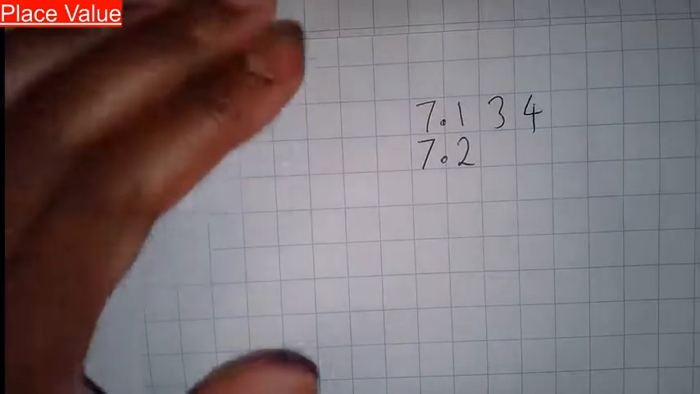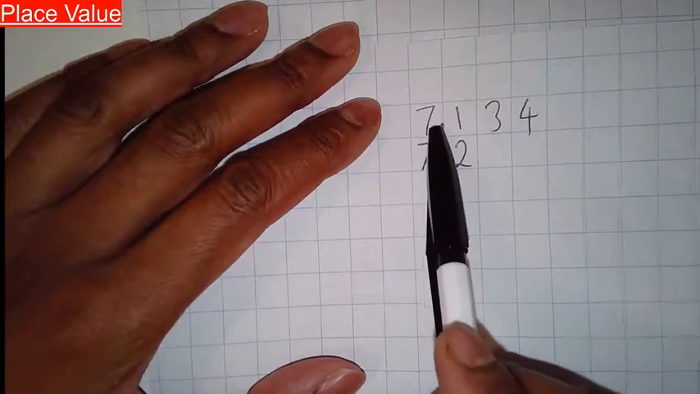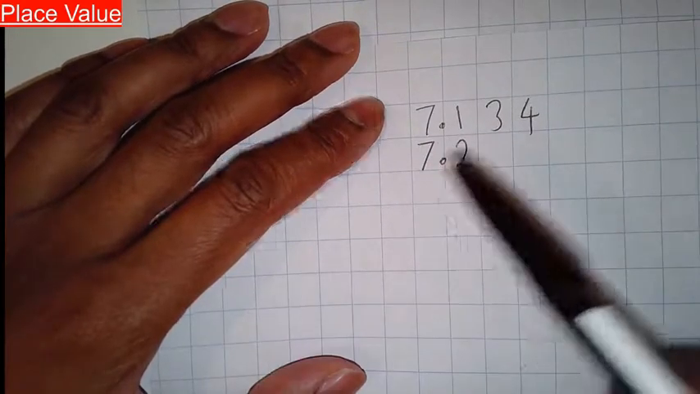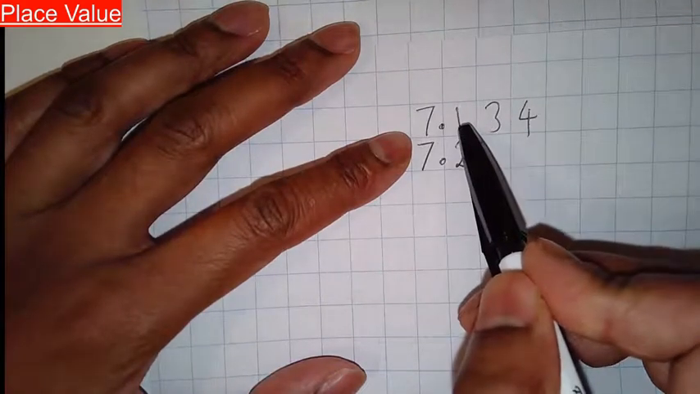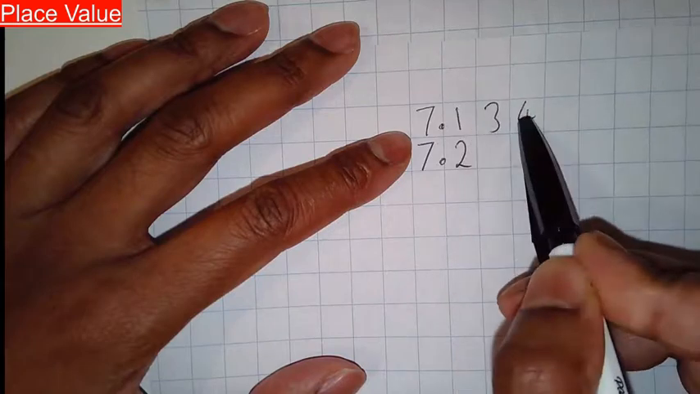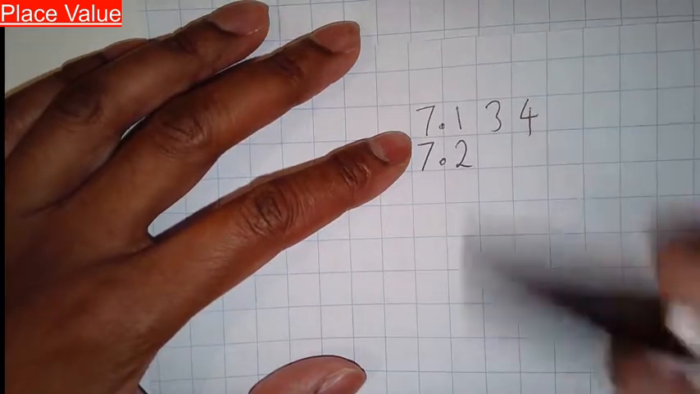In this video, I want to show you which number is actually bigger, 7.134 or 7.2. Now, a lot of people might say 134 is bigger than 2, because that looks like 134 and that's only a 2. But that's not the case.